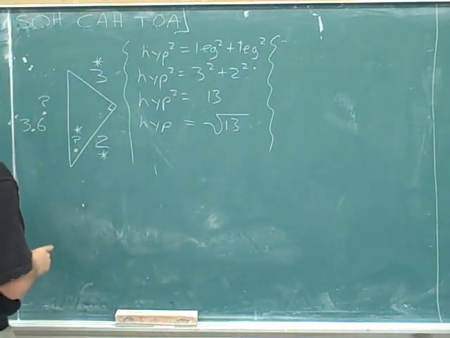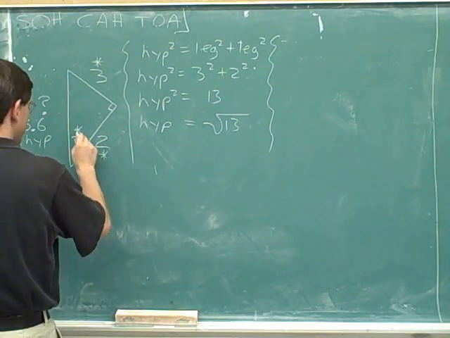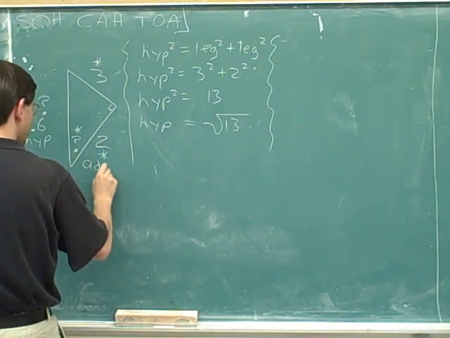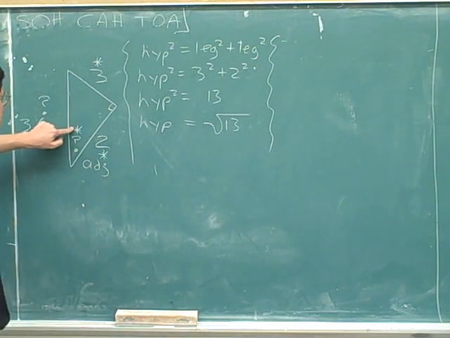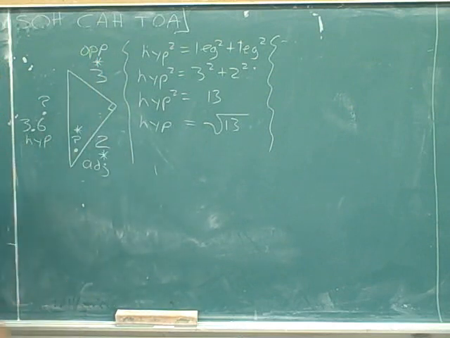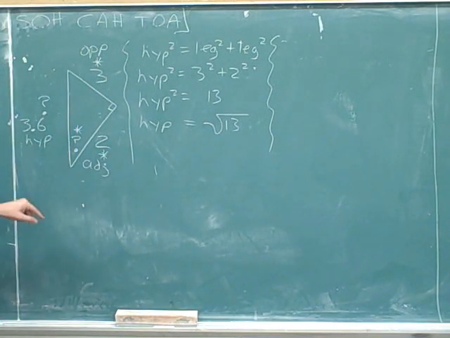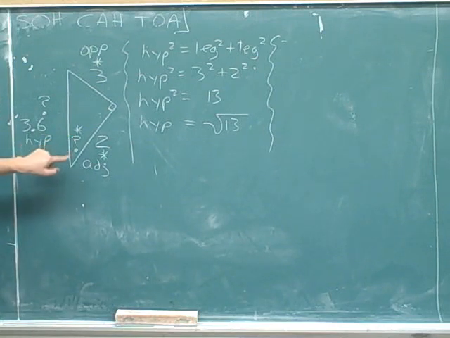Well, let's label the sides. Maybe I should have done that already. This side is the hypotenuse. This side over here that's adjacent to the asterisk angle is the adjacent side. And this side over here of length 3, this is the opposite side. Opposite to the asterisk angle and adjacent to the asterisk angle. This is the main reason we put this asterisk in, so we can tell who's adjacent to it and who's opposite to it.